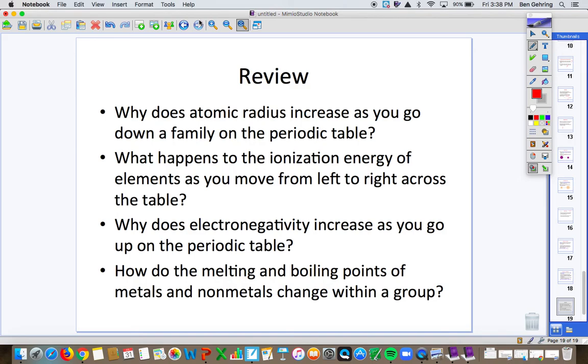Why does electronegativity increase as you go up the periodic table? So as I go from bottom to top, why does my electronegativity go up? And what is electronegativity along with that? And then how do the melting and boiling points of metals and nonmetals change within a group? So look through those, be sure you're able to provide an answer for those.